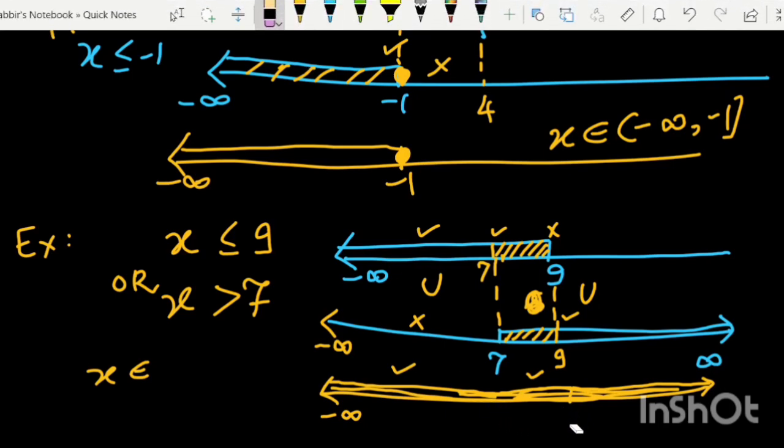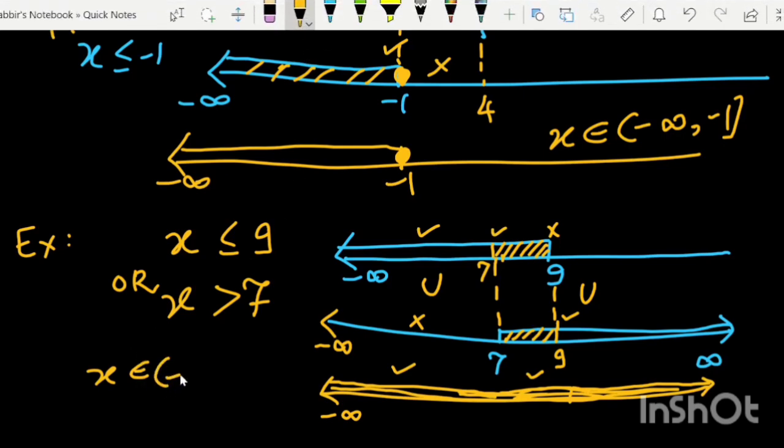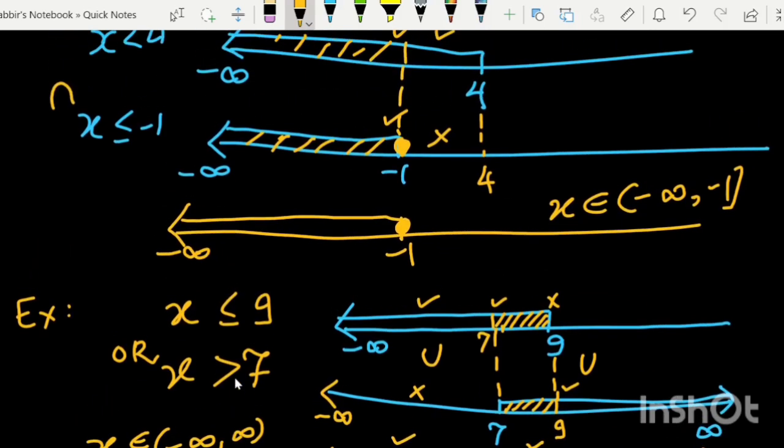What I mean to say is x belongs to minus infinity to plus infinity, that would be the solution. Equivalently, x belongs to R can also be written guys. Set of all real numbers, or if you write minus infinity to plus infinity, that is also correct, both are the same guys.